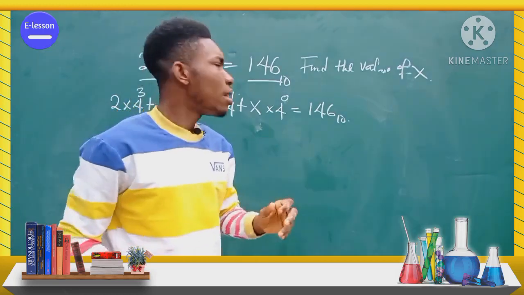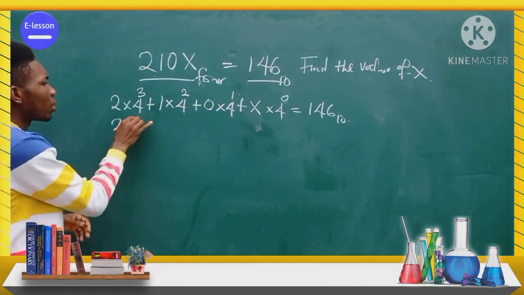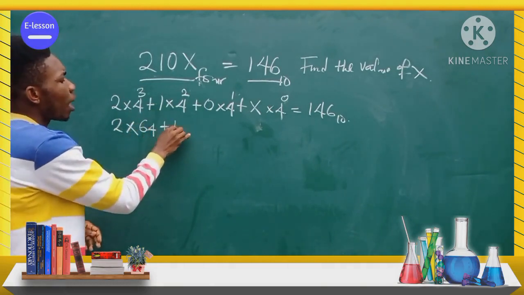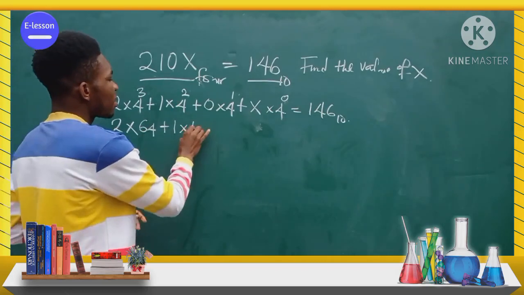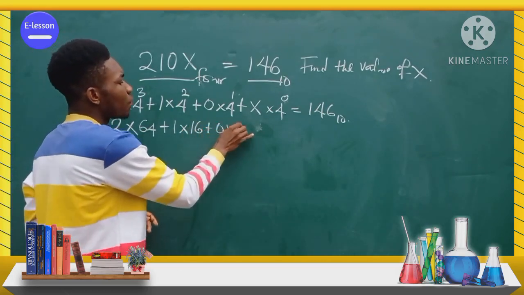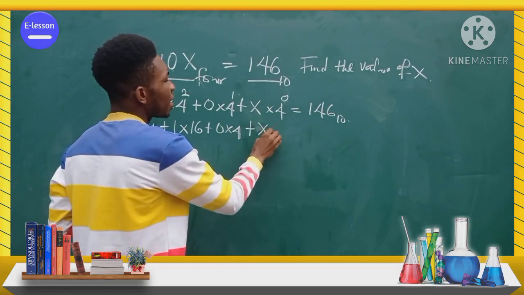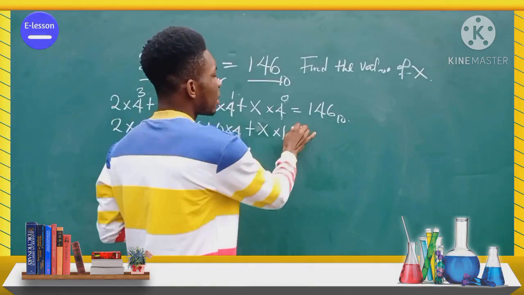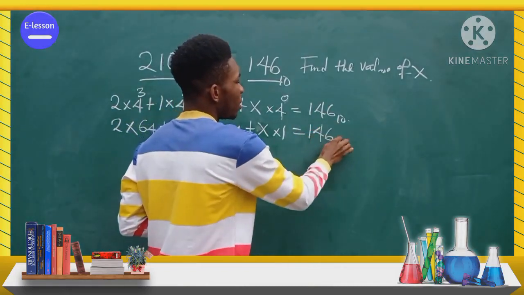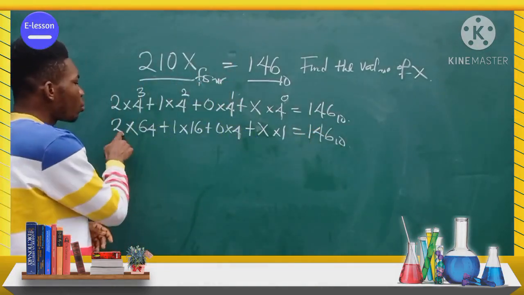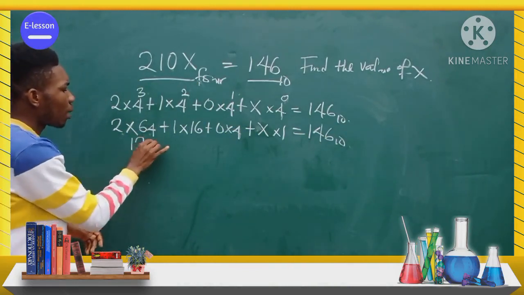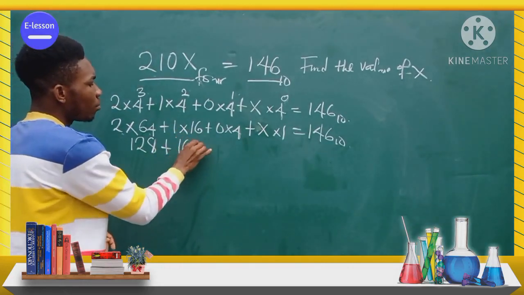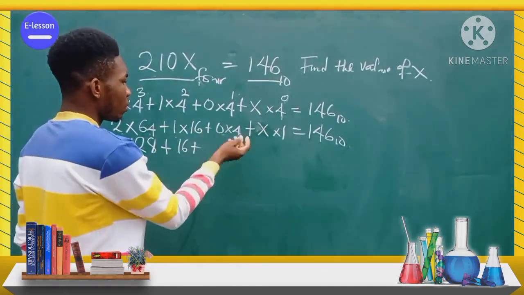that we multiplied by. So in this case, you have 2 times 4 raised to the power of 3, which is 64, plus 1 times 4 squared, which is 16, plus 0 times 4 plus s times 4 raised to the power of 0, which is 1. And this equals 146 base 10. Now, if you add everything here, 2 times 64 gives us 128, plus 1 times 16 is 16, plus 0 times 4 is 0. So you leave it.